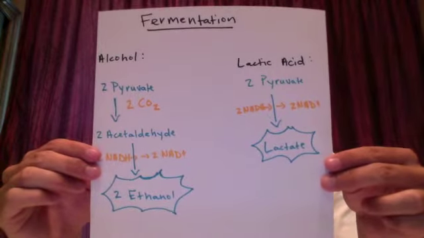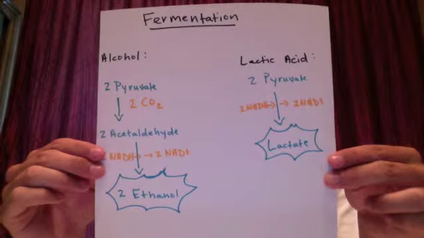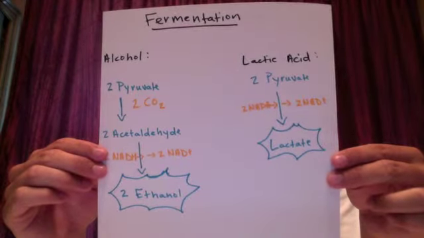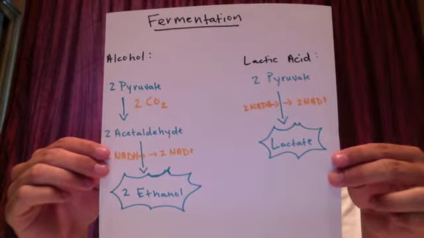Just like respiration, fermentation will take place after glycolysis. So, both processes of fermentation will begin with 2 pyruvate. There are 2 types of fermentation: lactic acid fermentation and alcohol fermentation.